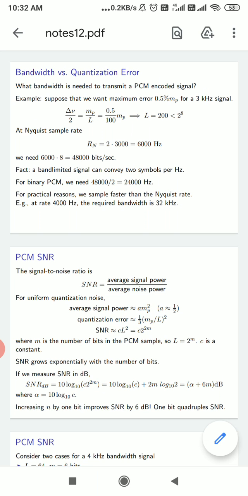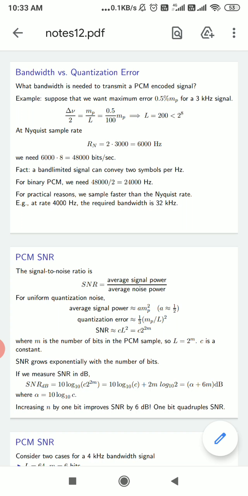Now we have the Nyquist rate. At the Nyquist rate you get signal frequency, or Rn, equal to 6 kilohertz. Now we require 6 kilohertz into 8, because we have L equal to 2 raised to V. V is the number of bits, so we will require 8 bits. So you take V into Fs. That will give us the signaling rate, not the sampling rate, the signaling rate.